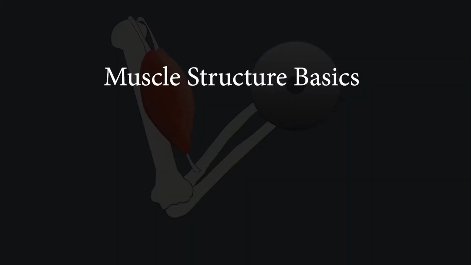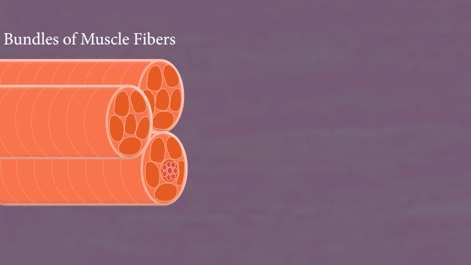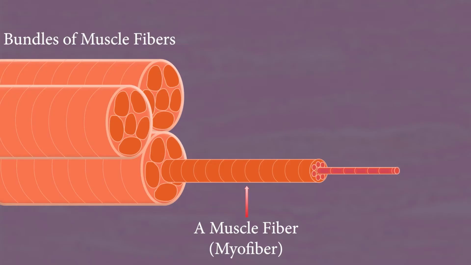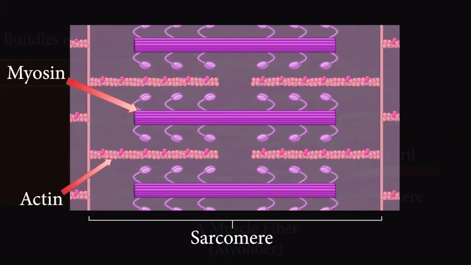First, we should understand some basics of muscle structure. A muscle is made up of bundles of muscle fibers surrounded by connective tissue. Each muscle fiber is actually a single long cylindrical cell that has lots of nuclei and mitochondria. Inside of each muscle fiber, we have many smaller myofibrils. Each myofibril is divided into sections called sarcomeres. These are made largely of two proteins that allow muscles to contract, actin and myosin.